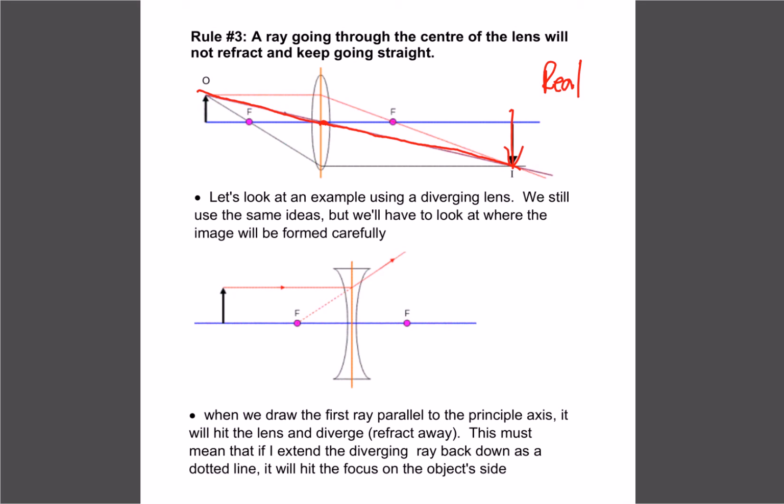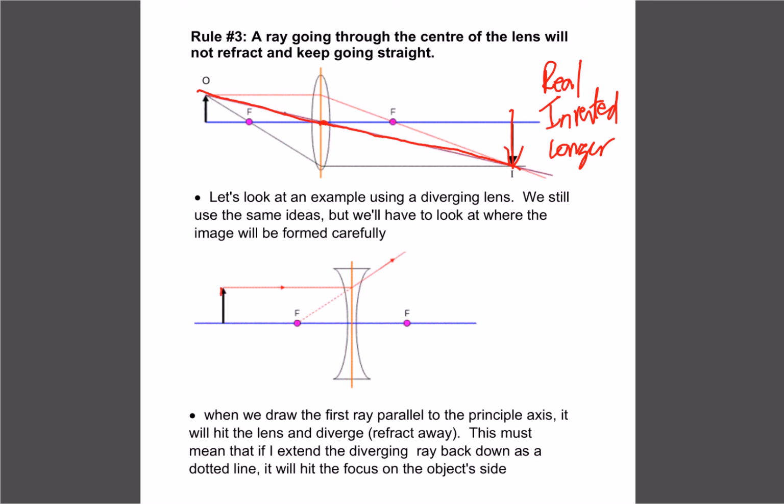Remember, with a mirror, if it's on the front side of the mirror, it's real. If it's on the back side, it's virtual, so that's opposite. Through the lens would be real, and we'd say it's still inverted, and in this case, it's larger. So now let's look at a diverging lens.